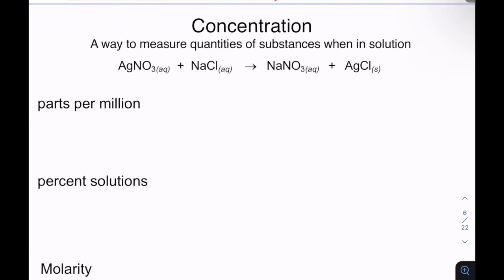Then you can write balanced equations and make predictions about theoretical yields and figure out what reagent's going to run out first by keeping track of how many moles of material are there. So all of that is basically counting molecules. By now being able to do that in solution, we need to find a different way to account for the number of things that are in solution. That's what concentration allows us to do, right? It's a way to measure the quantities of substances when they're in solution.